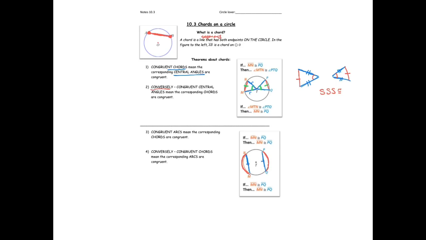So we call those arcs intercepted arcs. Intercepted arcs, just in case you see it later. So congruent intercepted arcs means the corresponding chords are congruent. And you know what that would mean, according to what we just learned, that the central angles that go with them are also going to be congruent.